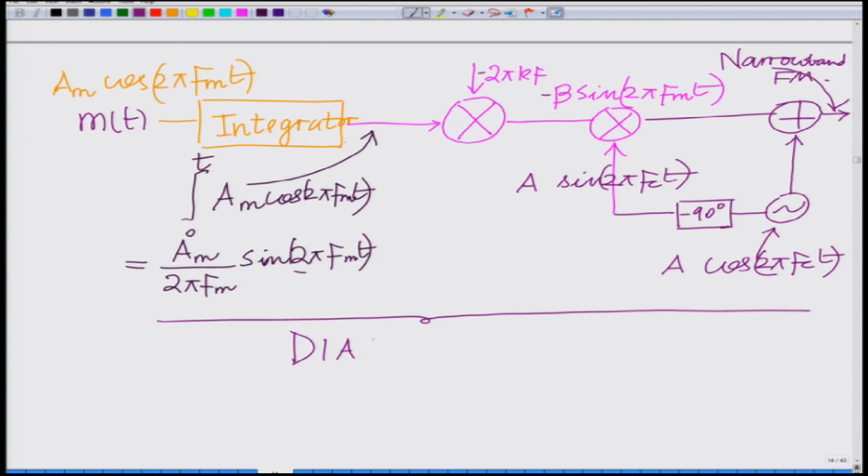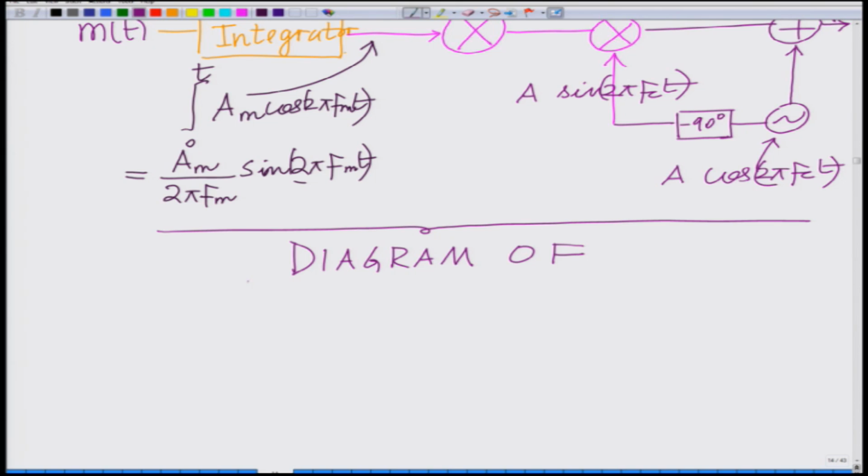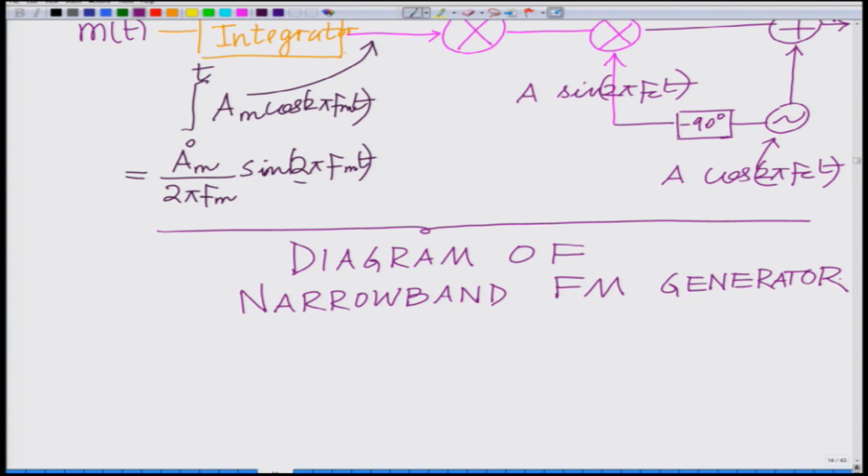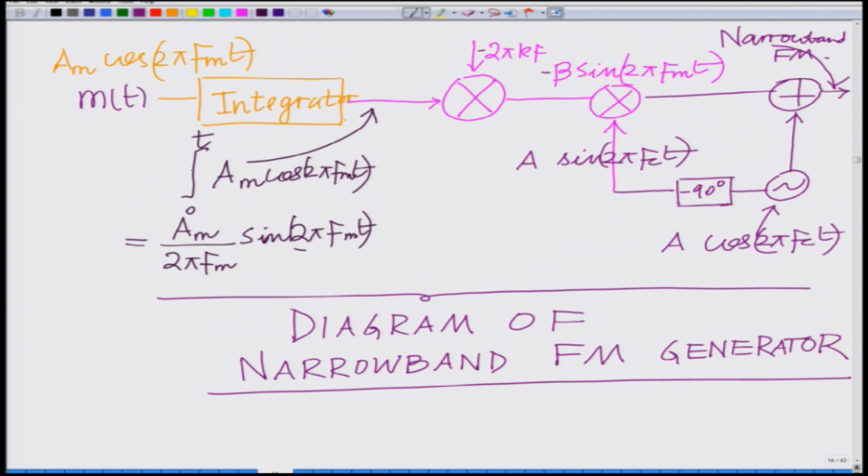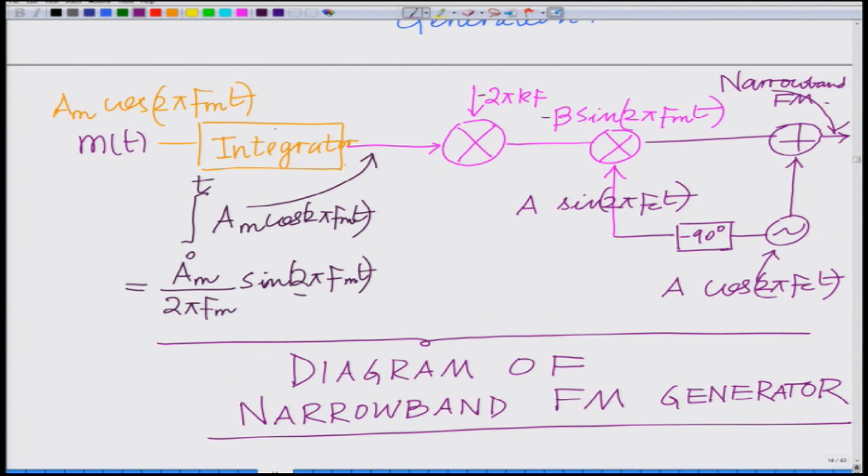Okay, so this is basically the schematic diagram of a simple narrowband FM generator. I am taking Am cosine 2 pi fm t and passing it through an integrator, that gives me Am by 2 pi fm sine 2 pi fm t. Multiplying that by minus 2 pi kf gives minus beta sine 2 pi fm t, that will be the output here.